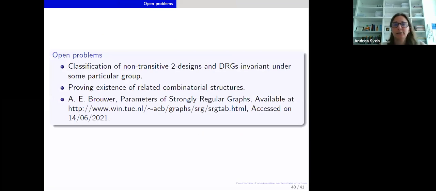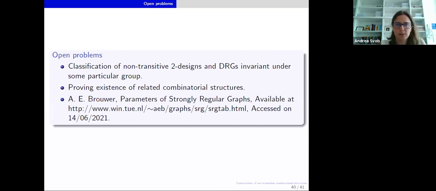This leads us to the last slide of my talk, in which I just want to conclude that I tried to explain the method that we use and show you how one can use these very nice properties of structures being transitive or non-transitive to obtain nice new results.